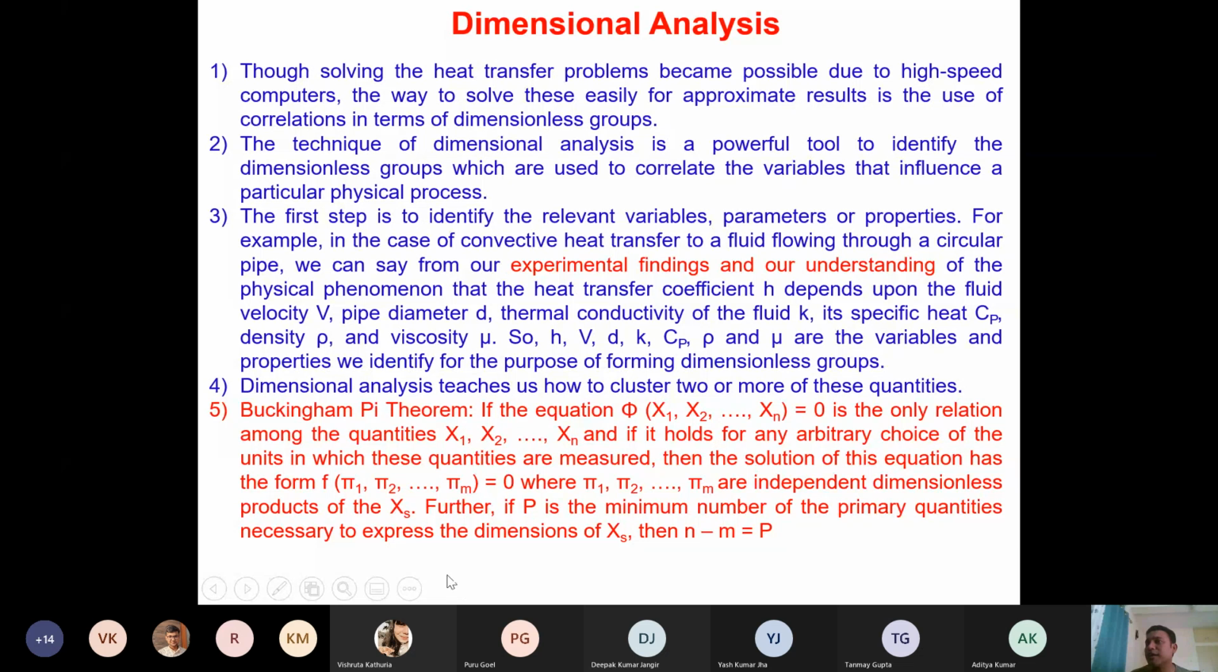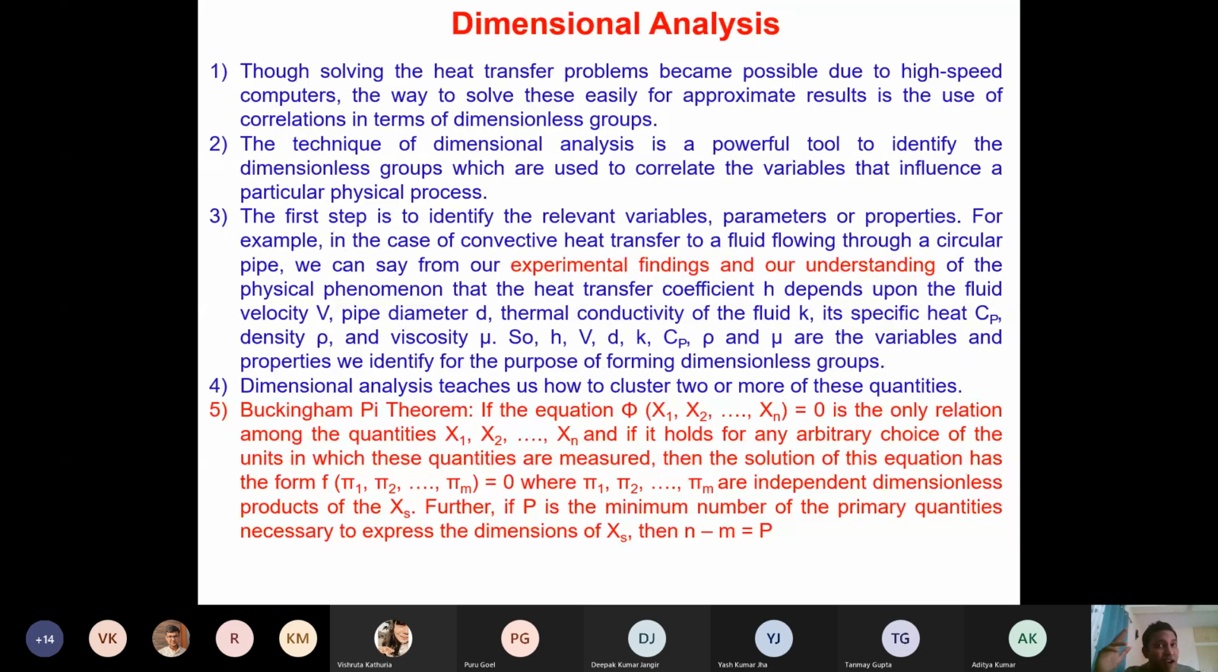There are 7 principal quantities, but out of these 7 primary quantities, how many are actually used in terms of the variables, parameters and properties, that we have to see. So we can a priori find out how many dimensionless groups are going to be important for a given system, isn't it? And then using dimensional analysis we can find them out, and once we know which dimensionless groups are important, we can make our correlation in the form of these dimensionless groups. So this is a very important thing.